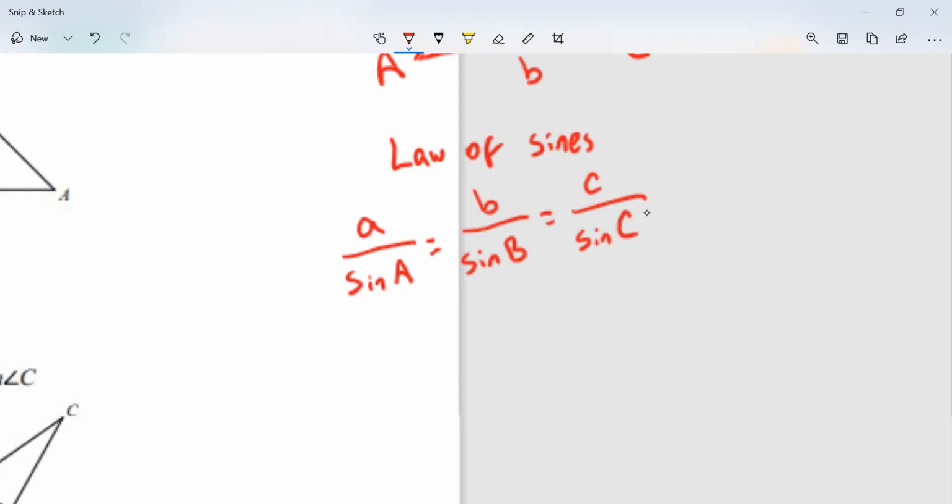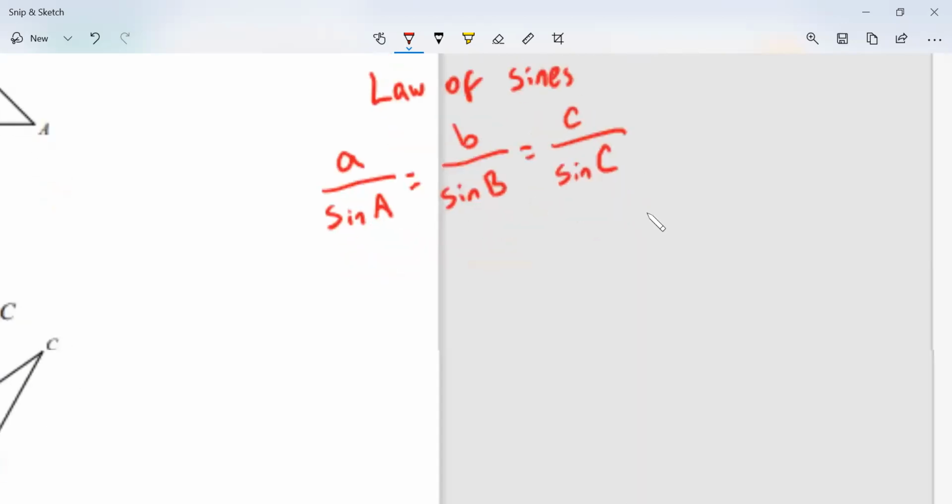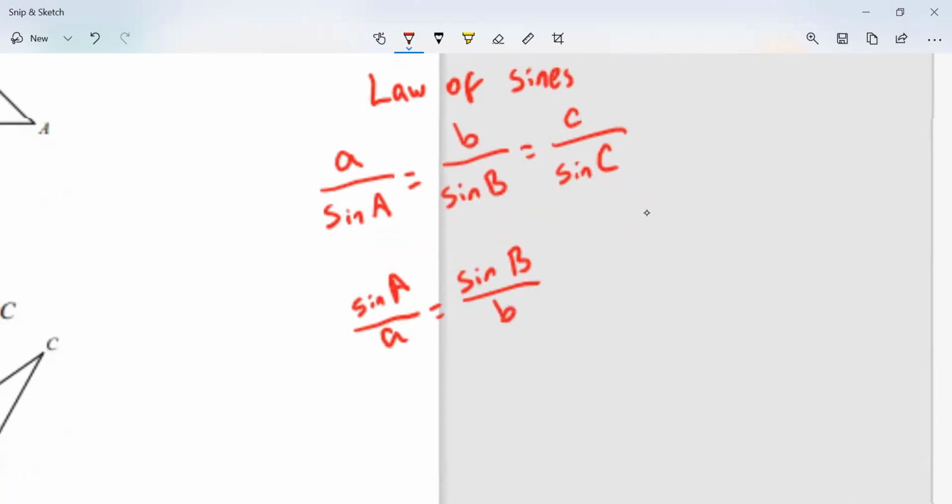Now, another thing I can do with the law of sines, I can flip my fractions. Or in mathematics, we call that reciprocal. But in English, we just say flip the fraction. So I can just say sine of A over side A is equal to sine of angle B over side B, which is equal to sine of angle C over side C.